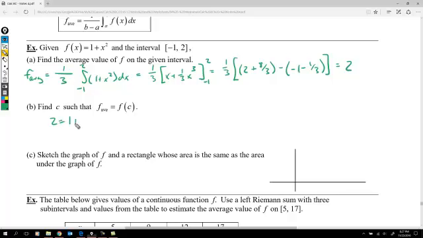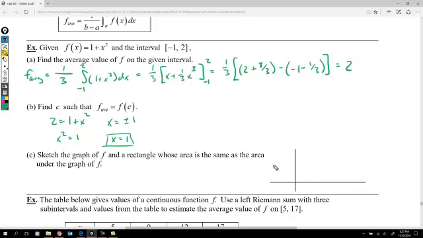So 2 is equal to 1 plus x squared. So x squared is equal to 1, so x is plus or minus 1. Now, negative 1 is one of my endpoints, so I'm going to disregard that and just say x equals 1, and that is my c value. You could have used c instead of x, it doesn't really matter. That's the c value that I wanted.